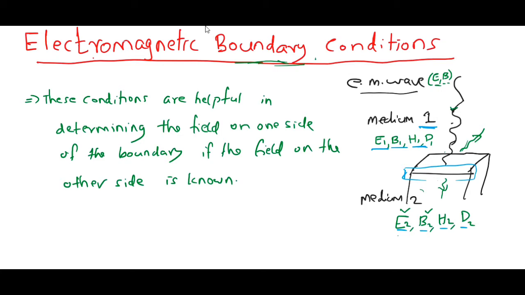If we know the field on one side, let's take another example to make it clear. 1 watt of power is incident on this glass. The incident wave has a power of 1 watt on the area. Then how much fraction of the power is reflected, and how much fraction of the power is transmitted? To know all this kind of information, these boundary conditions are extremely useful.